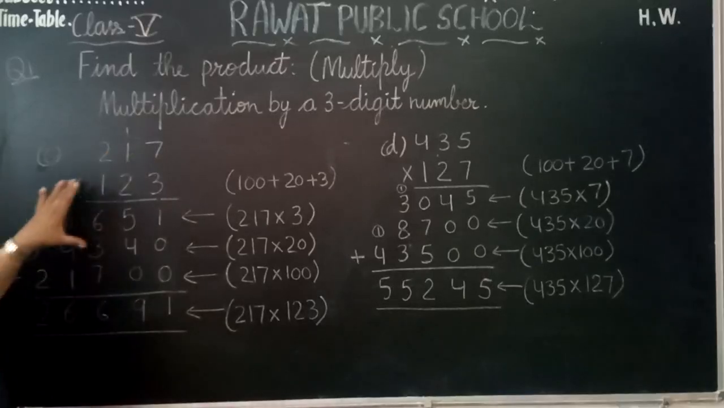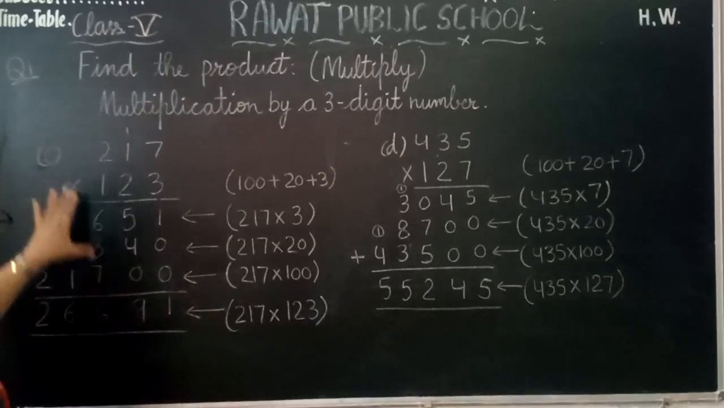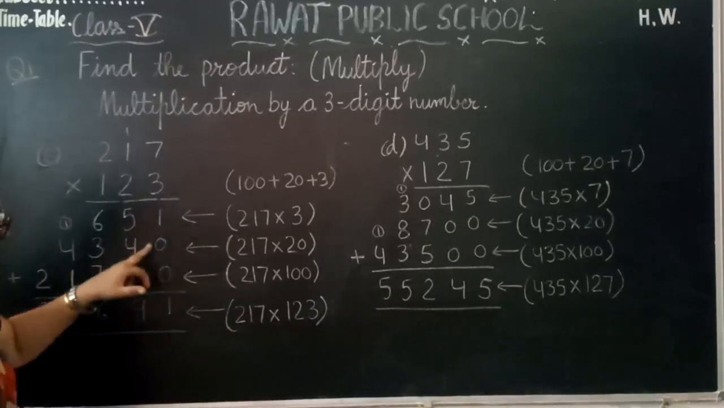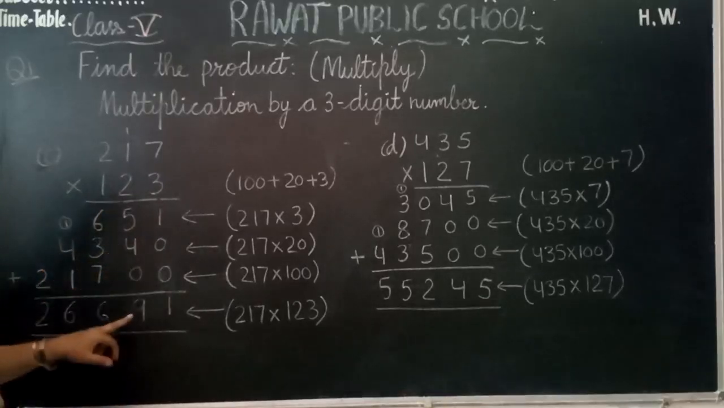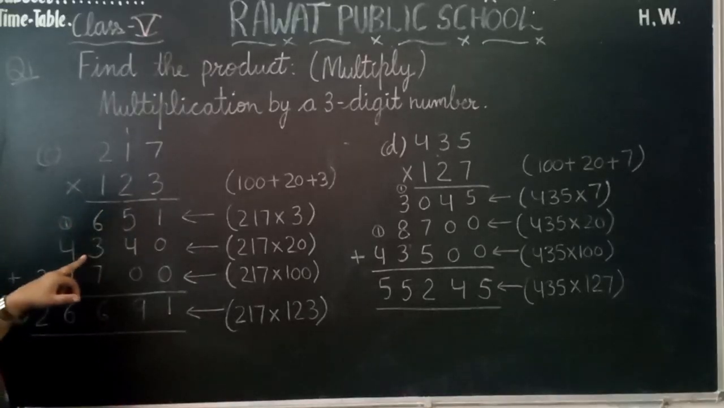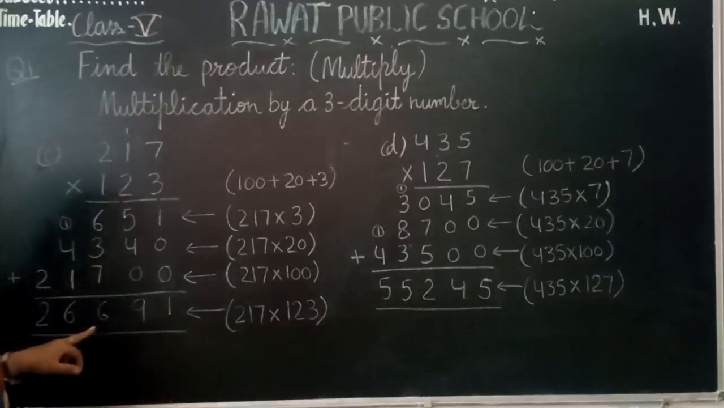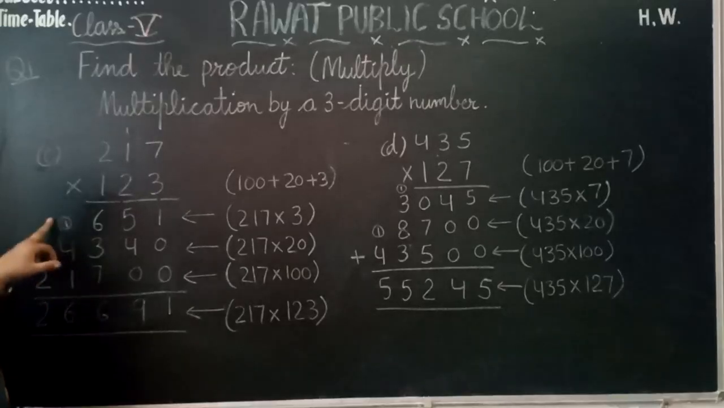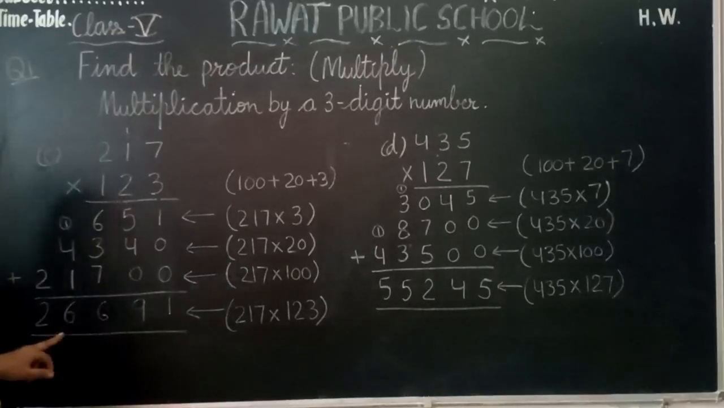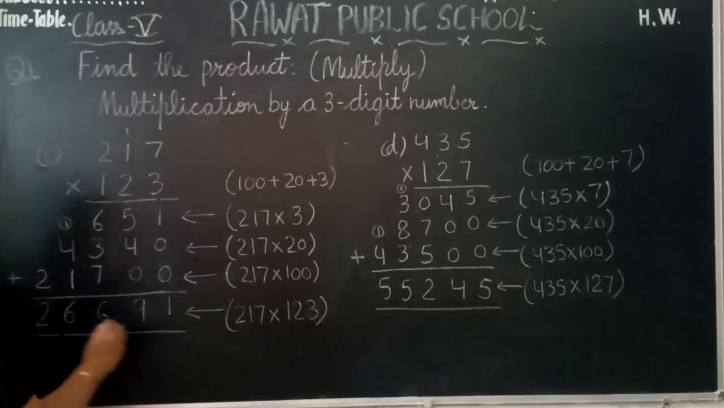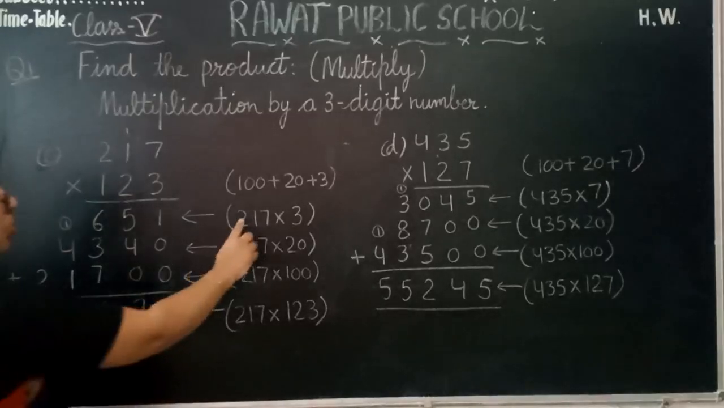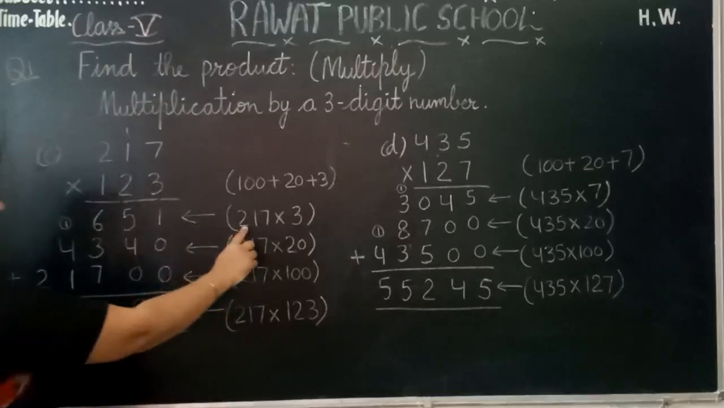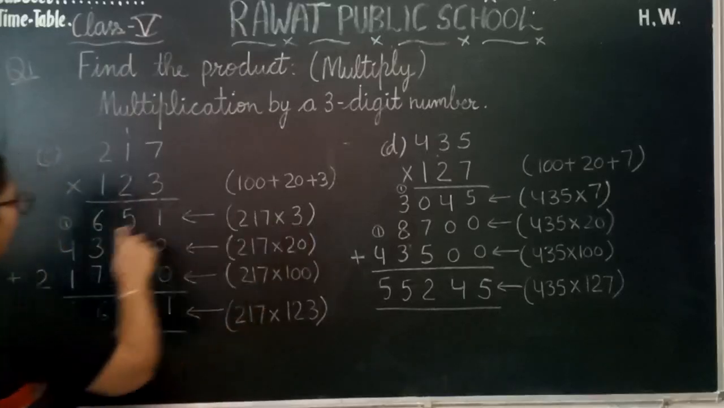So add all the products. Those three products we will add. 1 0 0 is equal to 1. 5 plus 4, 9; 9 plus 0, 9; 6 plus 3, 9; 9 plus 7, 16. 16, write 6 carry 1; 4 plus 1, 5; 5 plus 1 carry is 6; and 2. So our answer is 26,691.